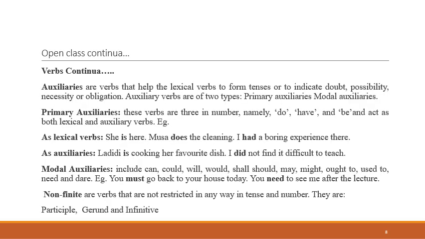Apart from the lexical verbs we have taken, auxiliaries also belong to finite verbs. Auxiliary verbs are verbs used with lexical verbs to form tenses or to indicate doubt, possibility, necessity, or obligation. Auxiliary verbs are of two types. We have primary auxiliaries and modal auxiliaries. Primary auxiliaries are three in number. By three, I mean broadly, they are broadly divided into three.